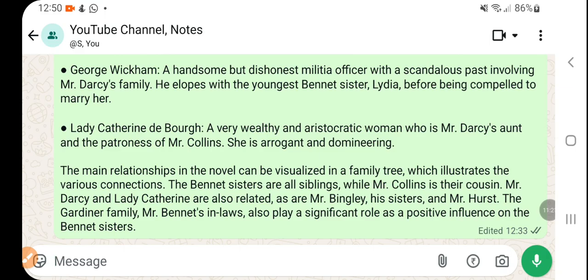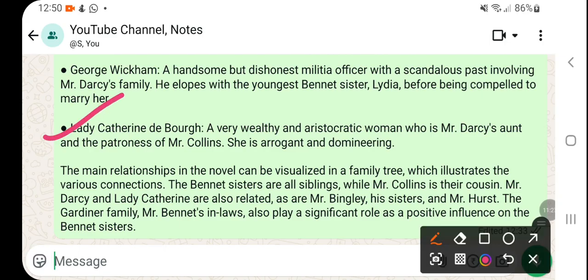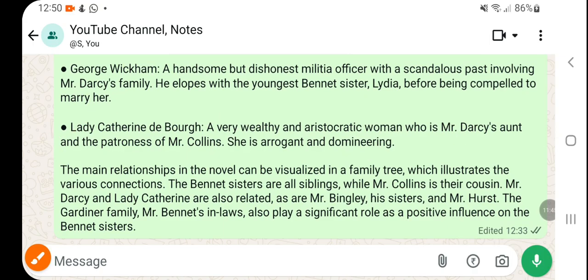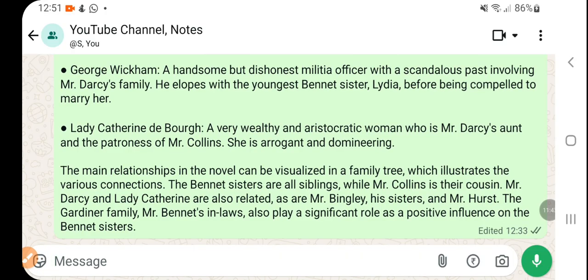Anyway, now Lady Catherine de Bourgh, a very wealthy, aristocratic woman who is Mr. Darcy's aunt and patroness of Mr. Collins. And she is arrogant and domineering, right? So this is the introduction of Lady Catherine de Bourgh.